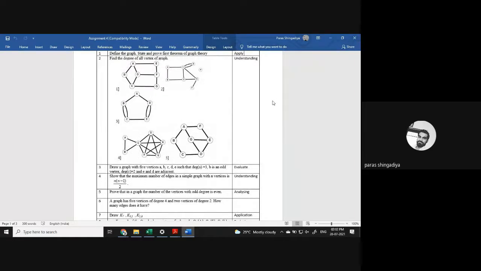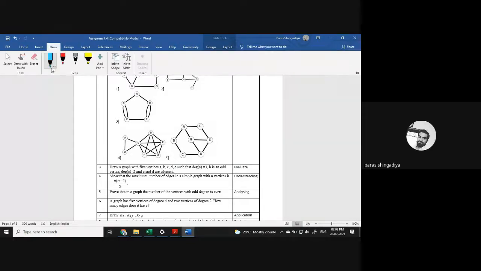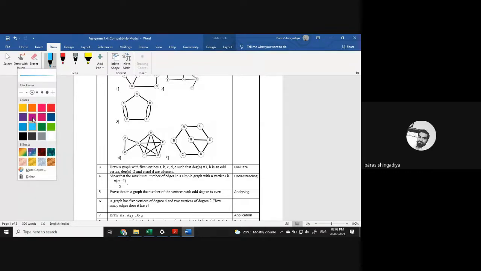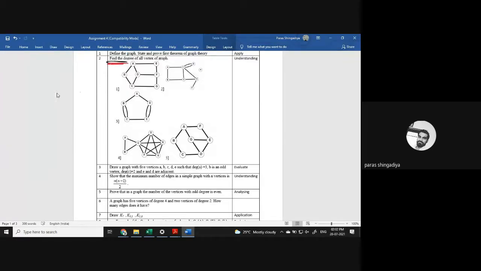Here we have to check the degree of the vertex first, and then apply the first theorem of graph theory to verify that. That we already did. Find the degree of all the vertices and then verify the first theorem. Hence, check the sum from i equals 1 to n of degree of vi is equal to 2 times e. So that we have discussed, and then question number 3.